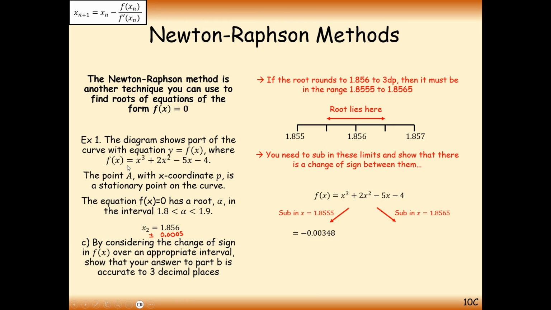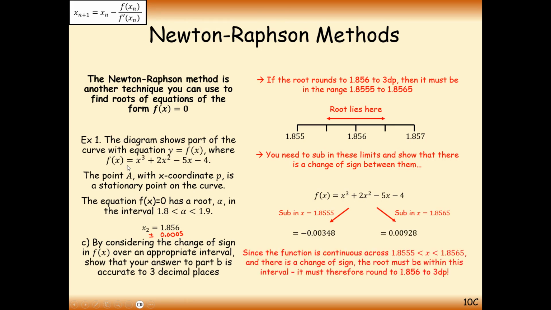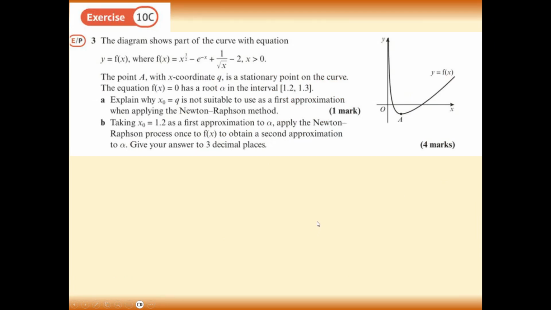One will be negative and one will be positive. A change of sign is good enough reason for us to believe that the root of the polynomial is in fact very close to 1.856 up to 3 decimal places. Happy practicing this section. I'll see you in the next video.